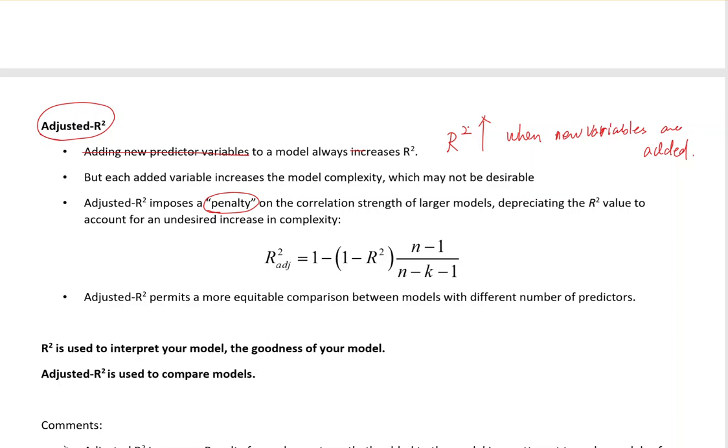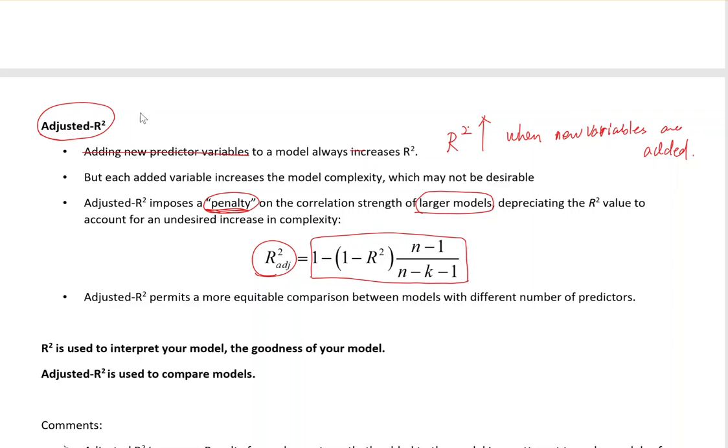So actually, I don't want to spend money to collect all of this information because it is not useful. It is just a waste of time, a waste of money, right? So we generate a penalty for the larger models. All right, so that means the adjusted R-square will be in this formula. You don't need to understand this formula. You just need to know that the adjusted R-square is a penalty to large models.